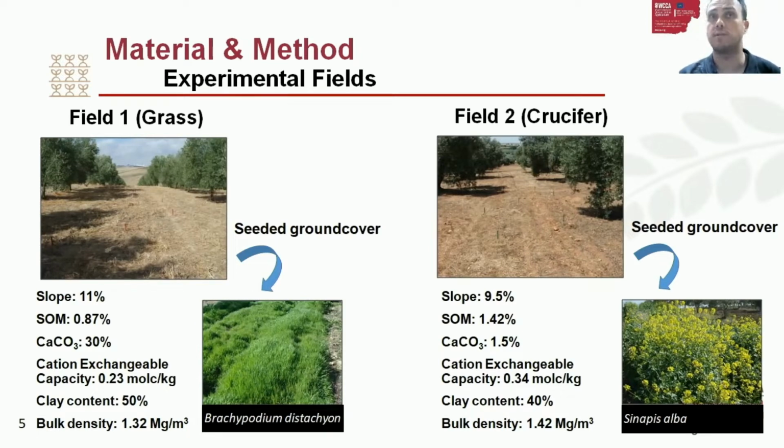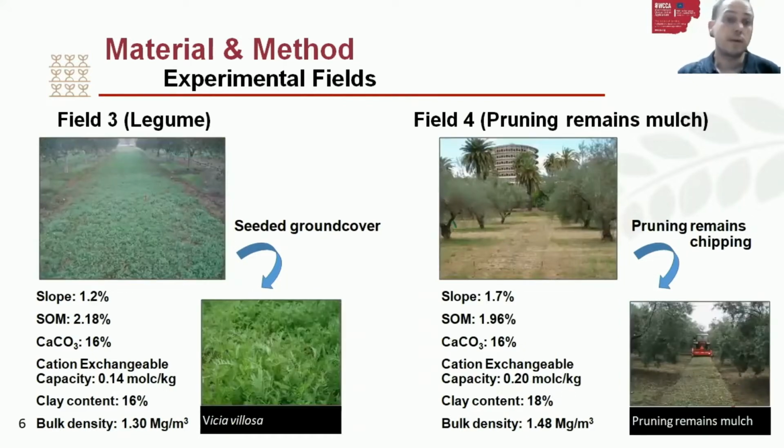Crucifers have the potential to alleviate compacted soil because of their powerful root system, but also have the capacity to fight against some plant diseases. In field 3, we use a legume, Vicia sativa, because legumes are used as green manure. In field 4, we use an inert ground cover made of pruning remains after chipping.